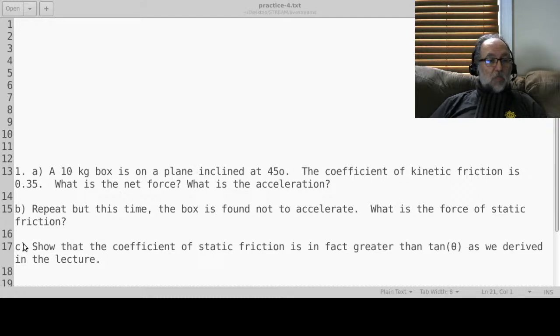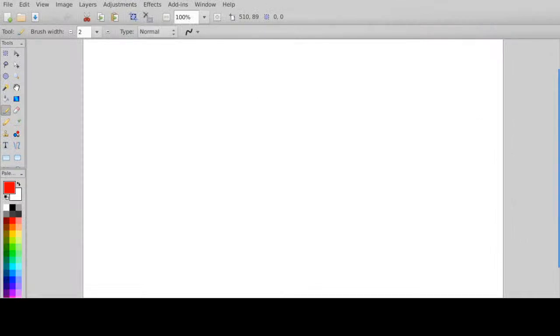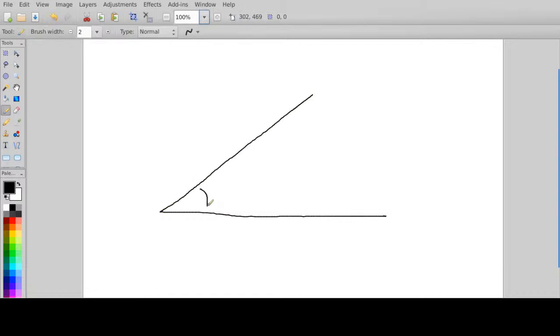Okay, so let me switch to my other whiteboard here and let me start drawing. So we have a plane, inclined at 45 degrees like this. That angle in there is 45 degrees, and there's a box on it like this. And that's what you would physically see.